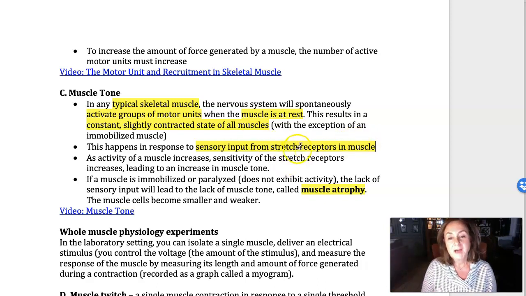And that sensory input is what causes the spontaneous contraction of some motor units. And so as we increase the activity of a muscle, so if you use the muscle more, the sensitivity of those receptors increases, and it leads to an increase in muscle tone. Something else that you already know, the more that you use a muscle, the more tone that muscle will have.